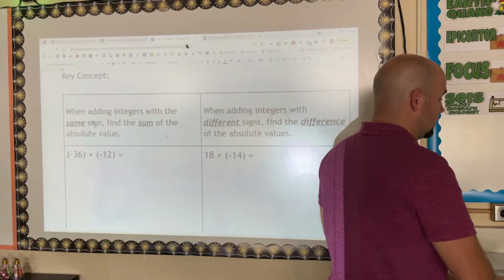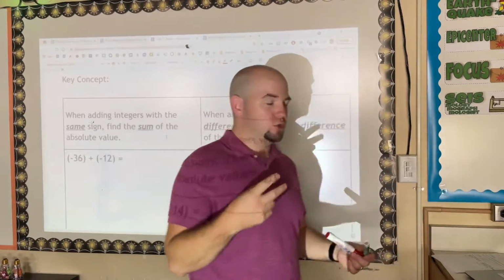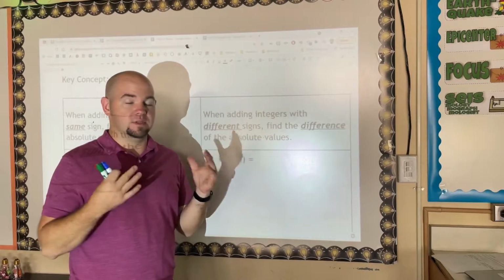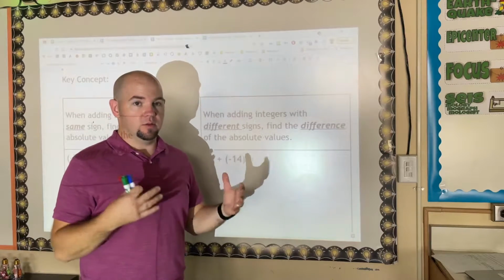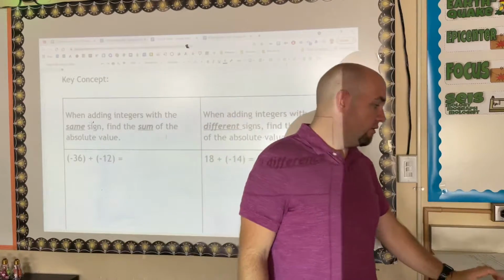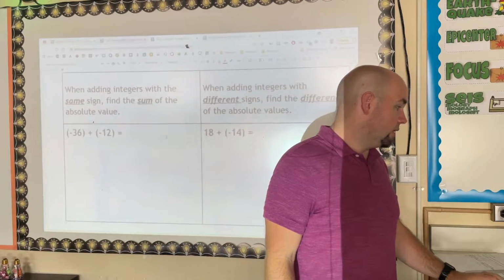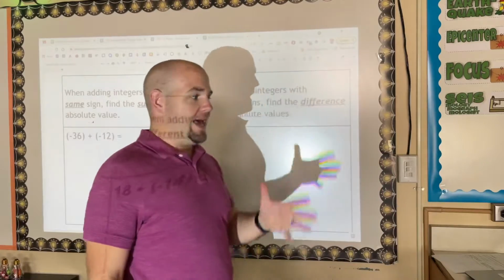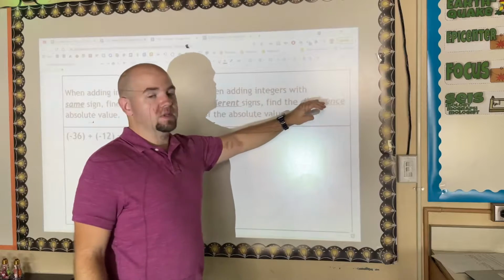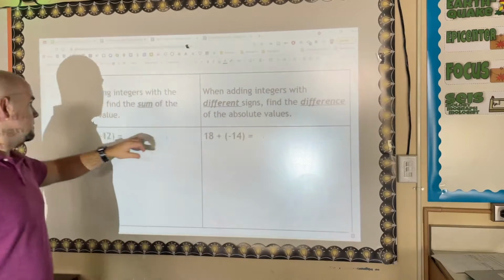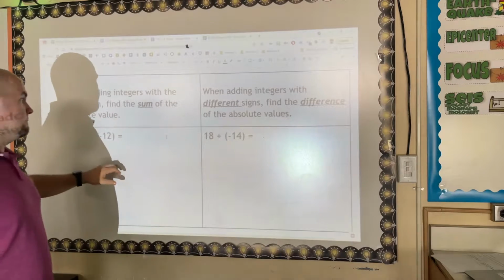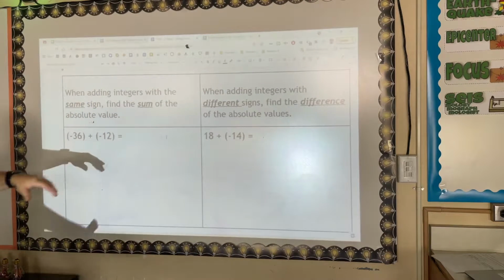But we do have a key concept, and there are two rules here. When we're adding our numbers, they're either going to have the same sign or different signs, and there are two different ways to approach that. If we've got a set of integers with the same sign, we are going to sum them, which means add them together. If we have different signs, we're going to find the difference of the absolute values. Same thing over here, absolute values. There should be an S there. Sorry.